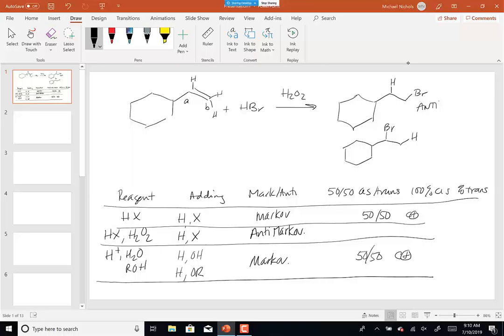So it's just you're adding H and an X. Okay. So the way it works is, here's the reagent. What am I adding? I'm adding H and an X. Okay. So I just put a comma there. When I add H plus H2O, what am I adding? An H and an OH. If I was to do that mechanism with an alcohol, I would be adding an H and an OR.